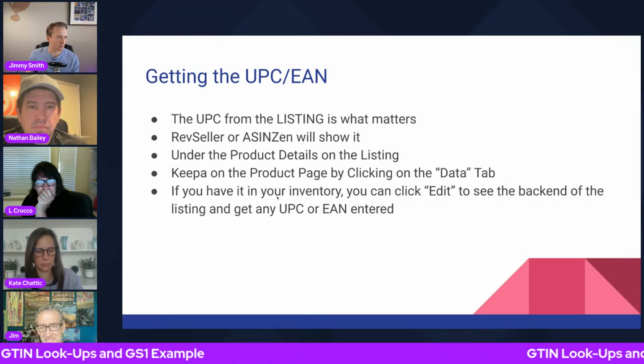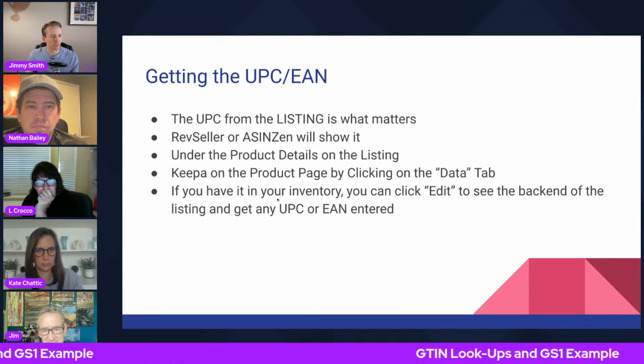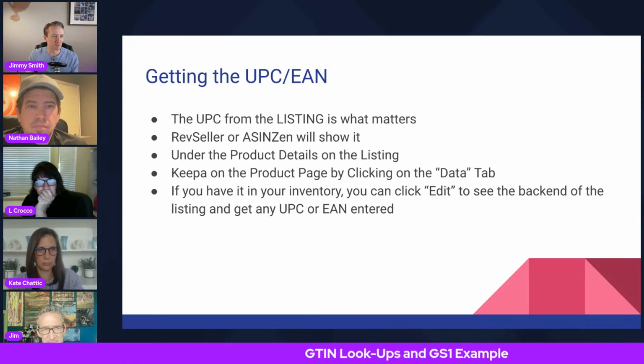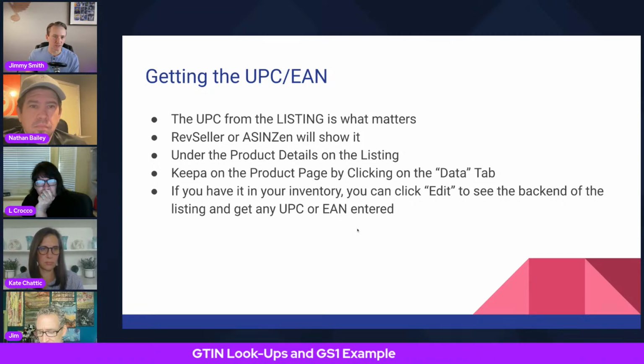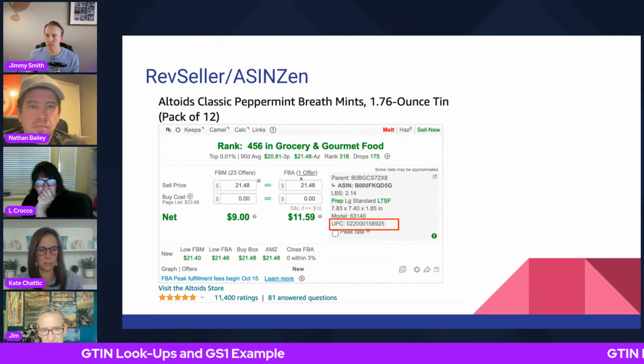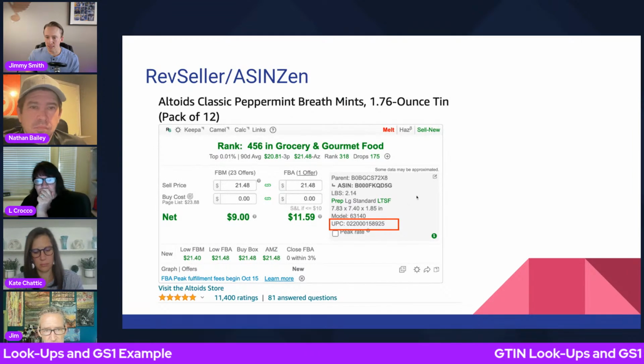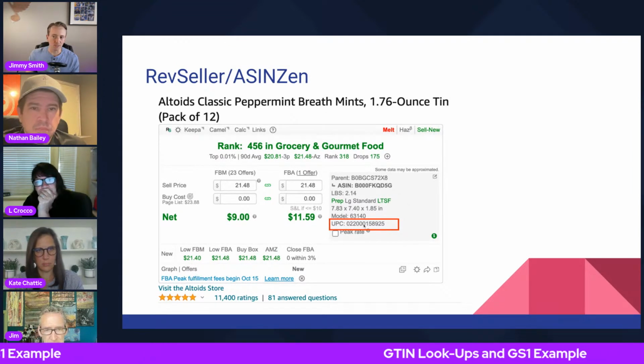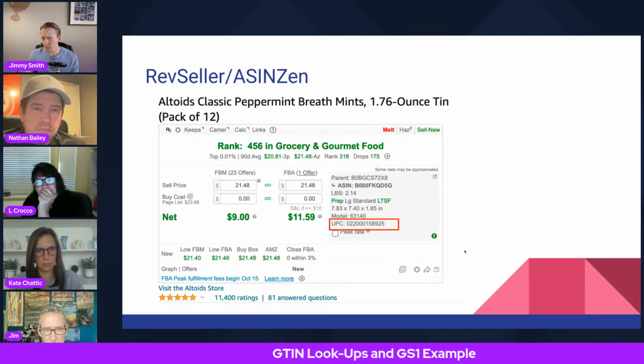And if I miss anything, panel, please let me know. We can get to that in a second because I'm sure there's other things maybe I had missed up front, but just let me know. So this is what it looks like on RevSeller, and this is me using Altoids as an example. This is the UPC that shows on RevSeller.